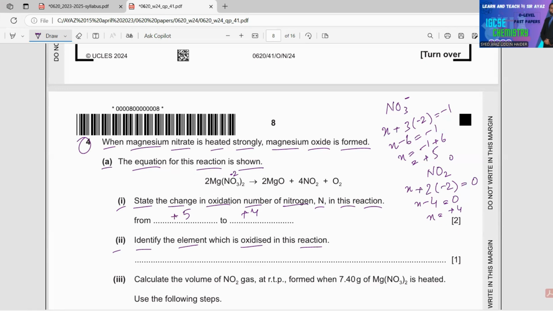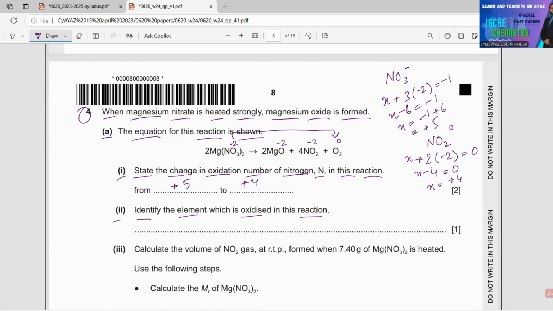2MgO. Magnesium is a metal, so oxygen again will carry -2 as its oxidation number. NO2 we have already discussed, -2. What about in O2? It's 0. So if you look at this, -2 is changing to 0, which means it's getting oxidized. Oxidation number increased. So you write oxygen here.